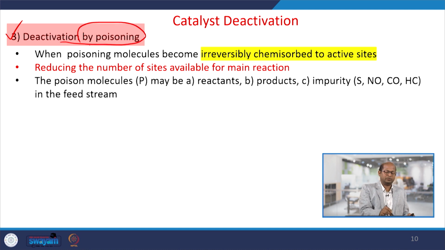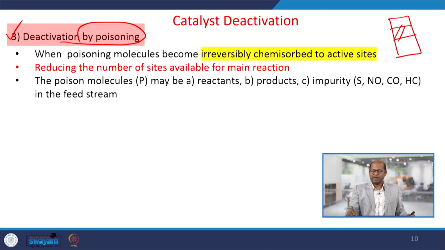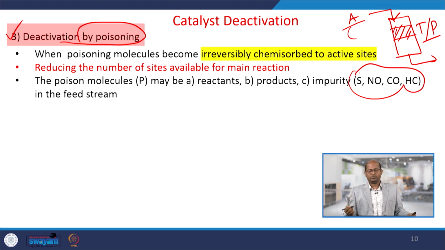I said suppose we have a feed stream, gas oil like that. So, when the reactant is passing in the reactor, we have a reactor with catalyst beds, and here we are passing reactants for the conversion at a particular temperature and pressure. When the reactant is passing, some other components, maybe impurities like sulfur, NO, H2S, CO, may be present in the feed stream.